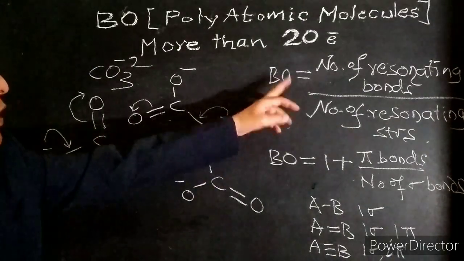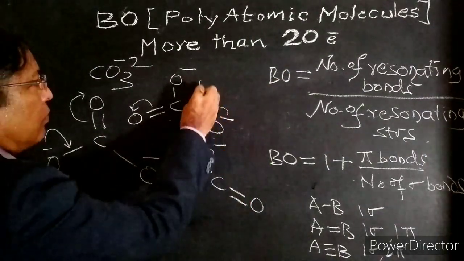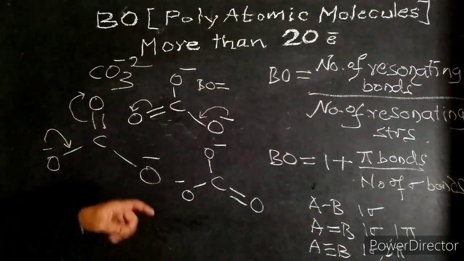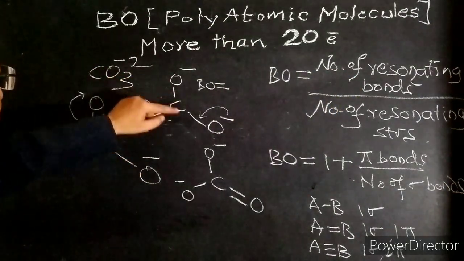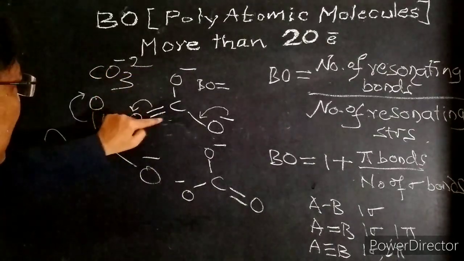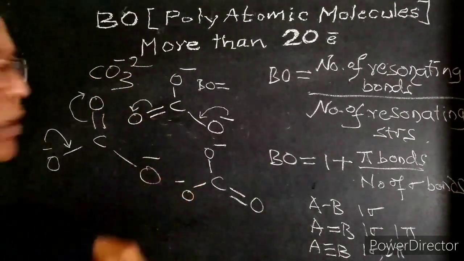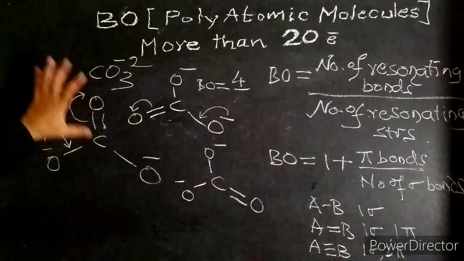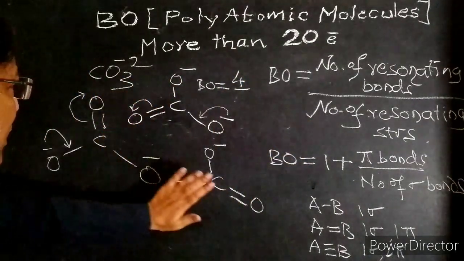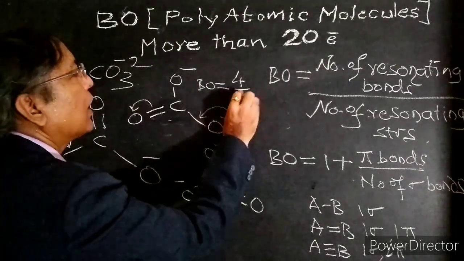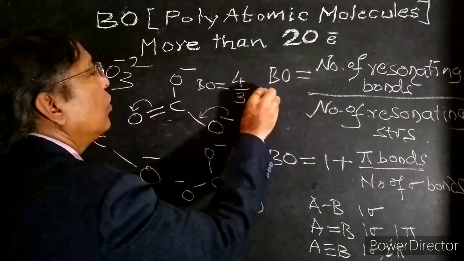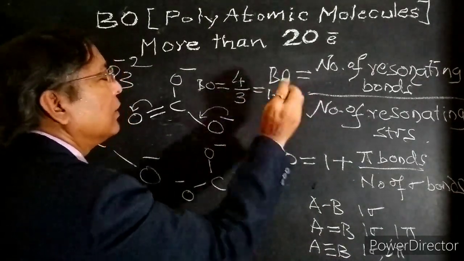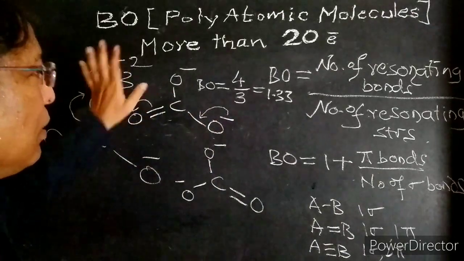Now let us use this formula. Bond order equals the number of resonating bonds. You can count how many bonds are involved in the resonating structures: 1, 2, 3, 4. That is 4. Therefore, 4 divided by how many resonating structures are there? This is one structure, this is the second structure, and this is the third structure. Therefore, there are 3 resonating structures. If you divide 4 by 3, you will get 1.33. This is the bond order of CO3 minus 2.